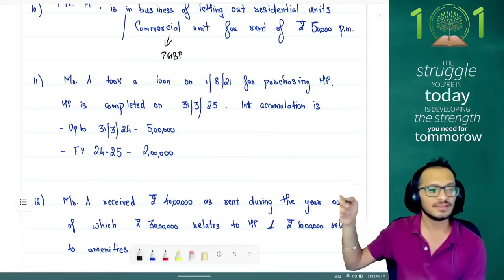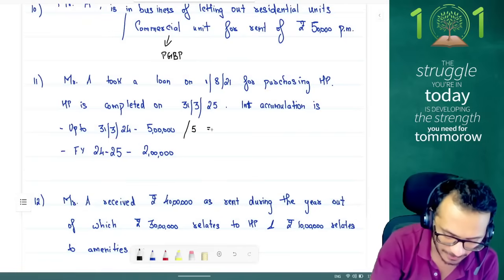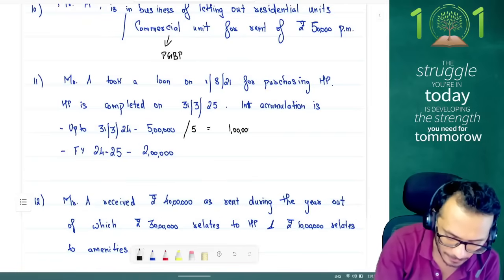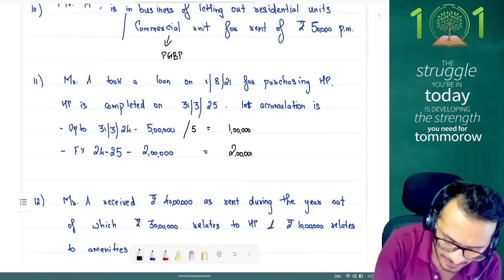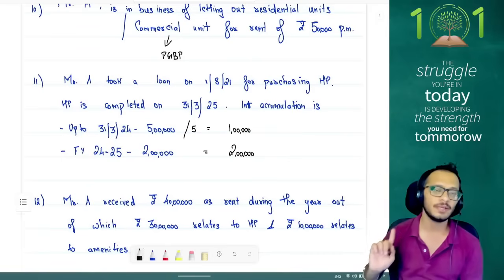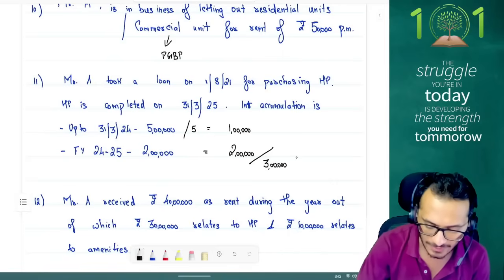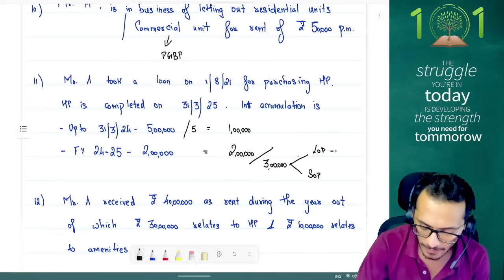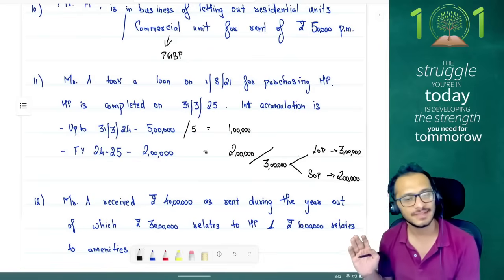In my question, if the pre-construction interest up to 31st March 24 is given as 5 lakh rupees, I will take these 5 lakhs and divide by 5. I will allow 1 lakh rupee every year. On the other hand, the 2 lakh rupees will be fully allowed as deduction in the current year itself, which means I can claim 2 lakh of current year interest plus 1 lakh of pre-construction interest. Totally, I am eligible for 3 lakh rupees. With this 3 lakh rupees, I'll ask a simple question: is the property an LOP property or an SOP property? If it is an LOP property, I can claim the full 3 lakh rupees as a deduction. But if it is an SOP property, I will restrict this to 2 lakh rupees. Yes or no? That is what you'll do, people, when it comes to pre-construction interest.